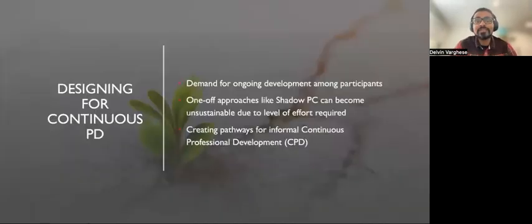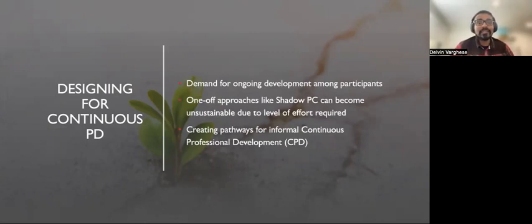And finally, there's an opportunity, like in many other fields, like in healthcare or for teachers, where there is an expectation around continuous professional development. So there's an opportunity here. How do we think about ongoing continuous professional development for academics and junior academics in particular?